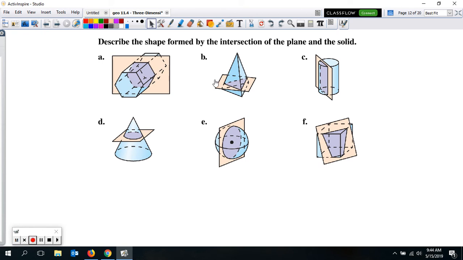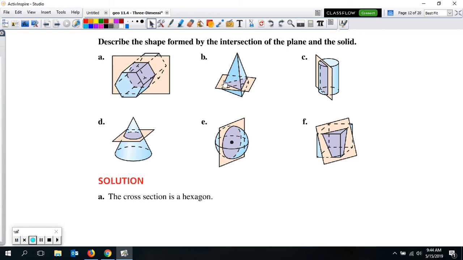All right, let's take a look at these and just see these. There's 6 of them here. Let's look at how we would describe the shape formed by the intersection of the plane and the solid. So on A, we're looking at describing the shape of the purple part. So that's just 6 sides. That's just a hexagon on that one. So you can see the cross section's a hexagon for A.